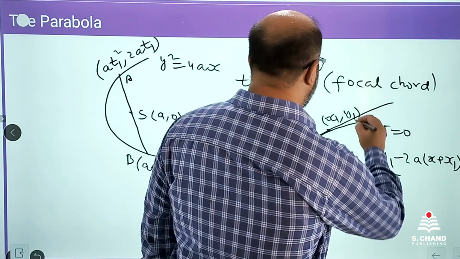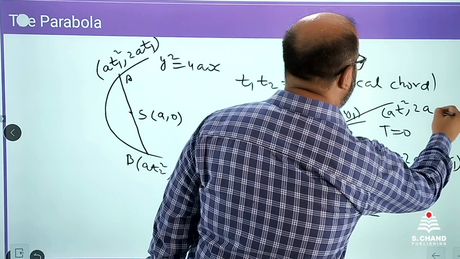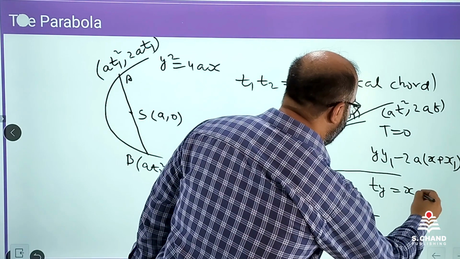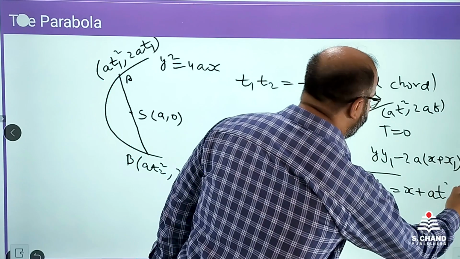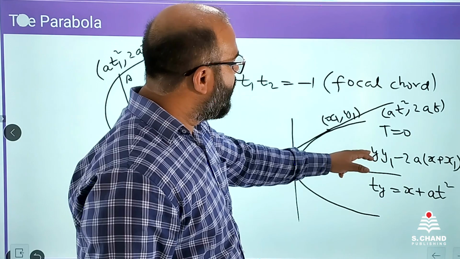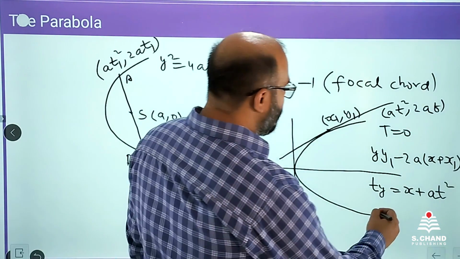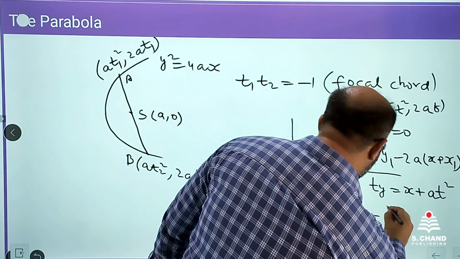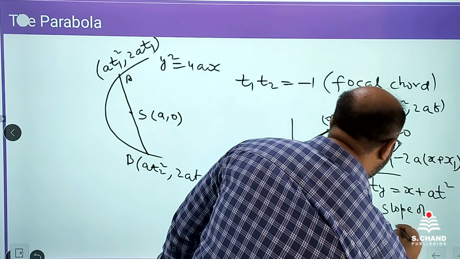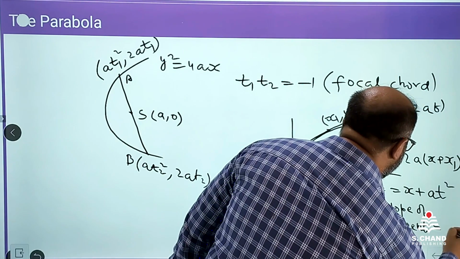And if we take this point as a parametric point (at squared, 2at), then this equation becomes ty = x + at squared. You can just replace x1 by at squared and y1 by 2at and you will get this result. If you talk about the slope of the tangent, it will be equal to 1 by t, as you can see from this equation.